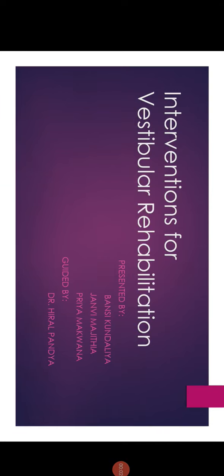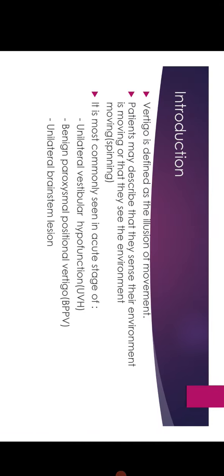Interventions for vestibular rehab. Introduction. Vertigo is defined as the illusion of movement. Patients may describe that they sense their environment is moving or that they see the environment moving or spinning. It is most commonly seen in acute stage of unilateral vestibular hypofunction, benign paroxysmal positional vertigo, unilateral brainstem lesion.